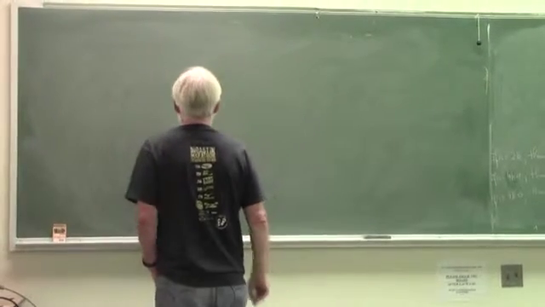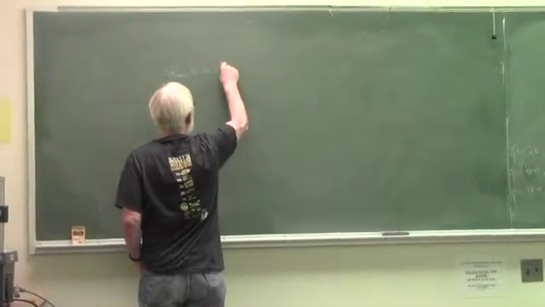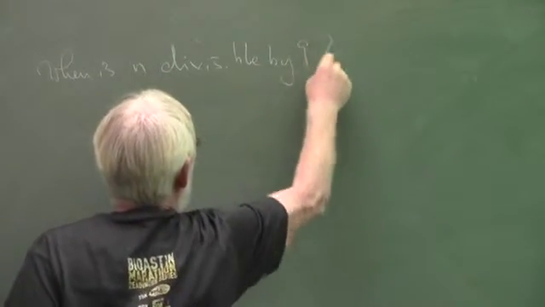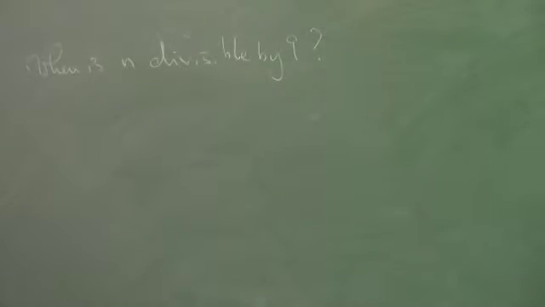So when is a number divisible by 9? It's a multiple of 9. N equals 9k. Say it again, Mark. I agree with you. There's an integer k where n equals 9k.